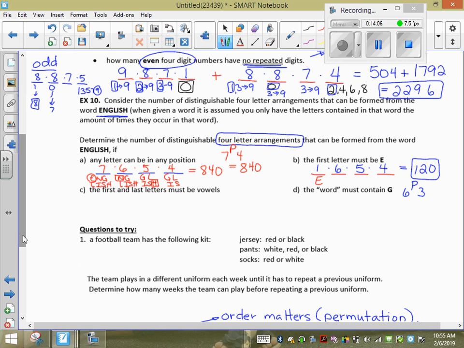The first and last letters must be vowels. So the only vowels I have are E and I. So I could have E and I. So 2, hold the E here, I. So 1, and then how many letters do I have left? 5, because I left 1 letter here, 1 letter here, 5, 4.